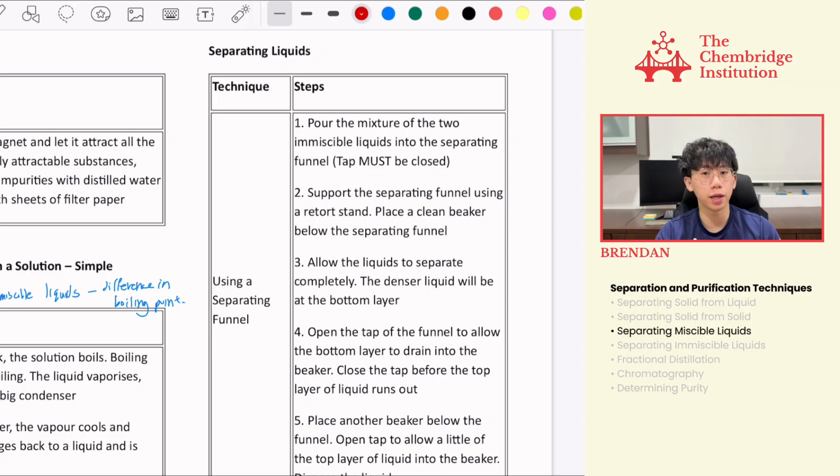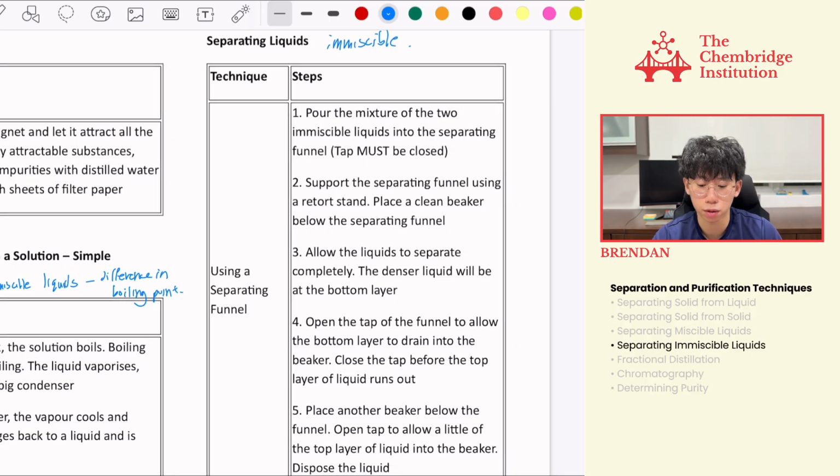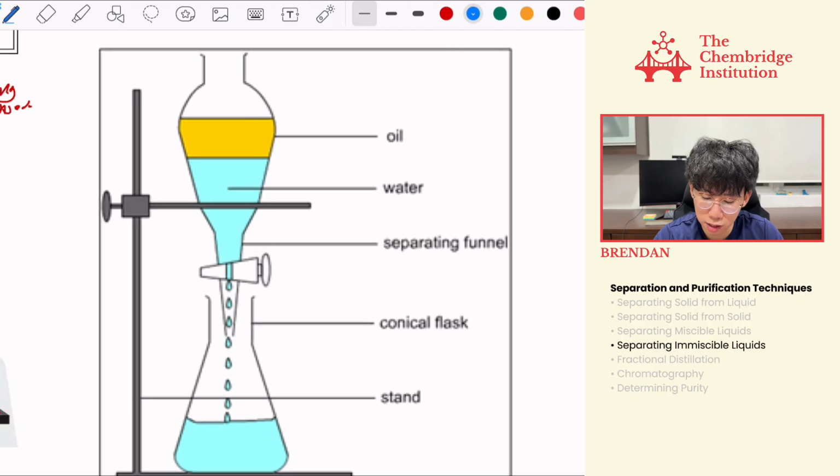Another way you can separate your liquids when they are immiscible, that means they cannot be mixed, is to use an apparatus called a separating funnel. A diagram of this is over here, and it's shaped like this, with a tap at the bottom. It's very iconic. How you're going to separate them is based on the difference in density.